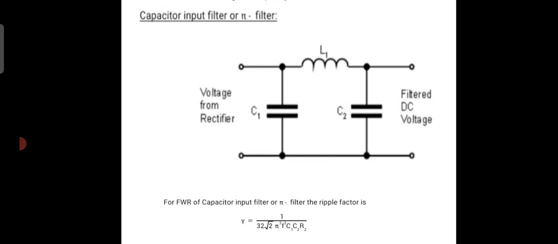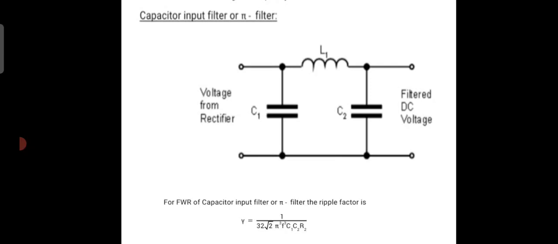Then capacitor input filter is also called so, because the capacitor takes the output of a rectifier as an input of the filtering circuit. Therefore the capacitor input filter is named. Here it consists of two capacitors connected parallel to the load resistance and in series with the inductor.